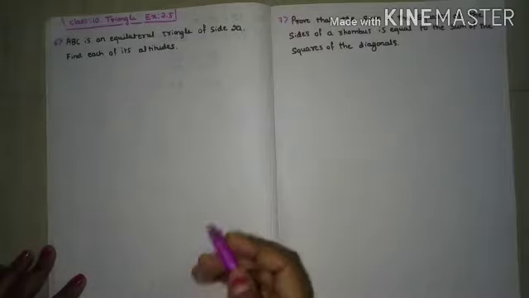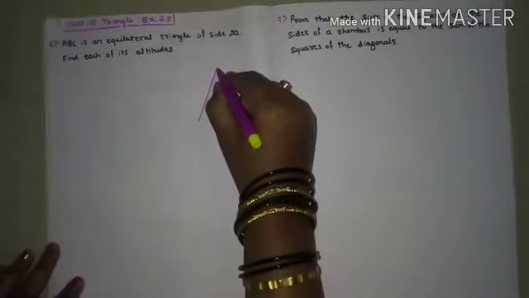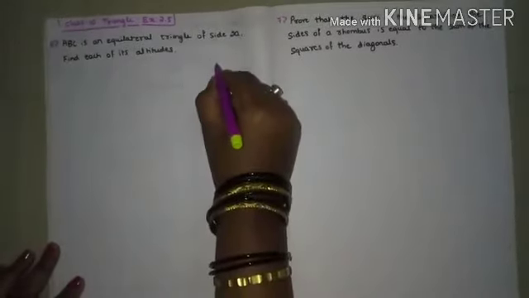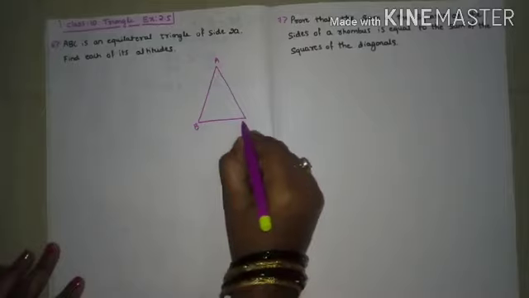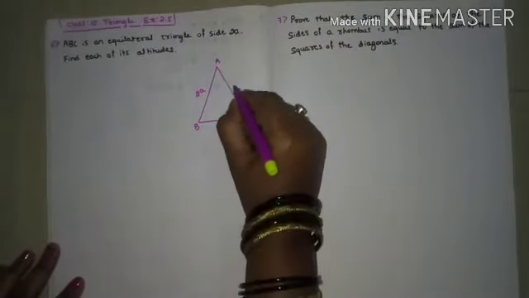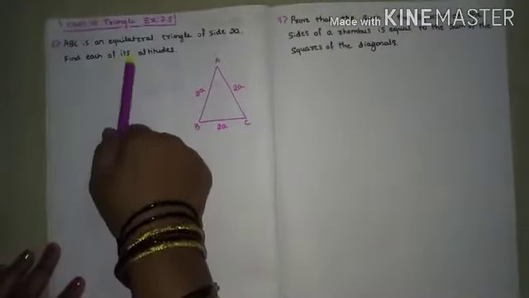Here ABC is an equilateral triangle. We have to draw equilateral triangle ABC of a side 2A. They are telling ABC, each side is having length of 2A. ABC is an equilateral triangle of a side 2A. Find each of its altitude.